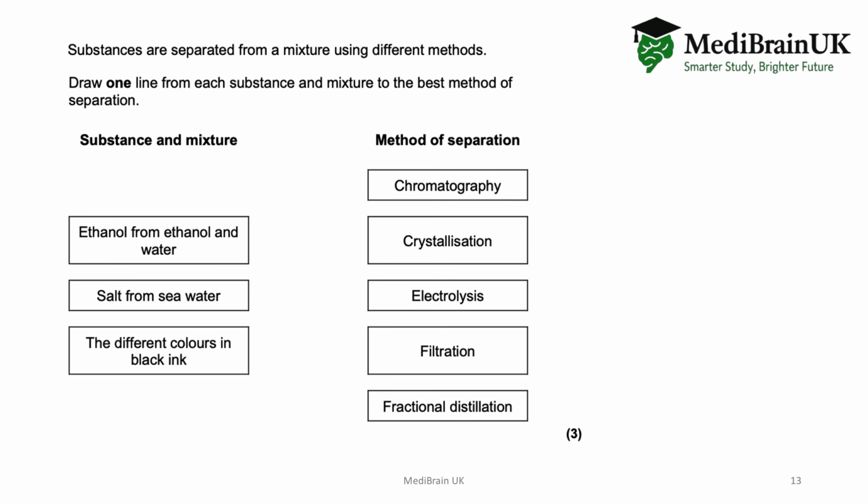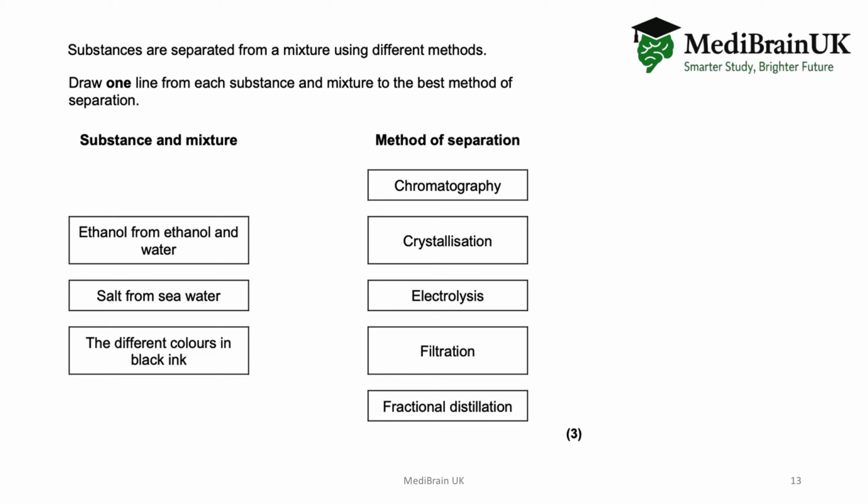Okay, so moving on to the next question, it says substances are separated from a mixture using different methods. Draw one line from each substance and mixture to the best method of separation. So we've got ethanol and water. So those are our 2 mixtures. We need to separate them. Now, ethanol and water, they are both liquid. When we are separating out 2 liquids, we would use fractional distillation.